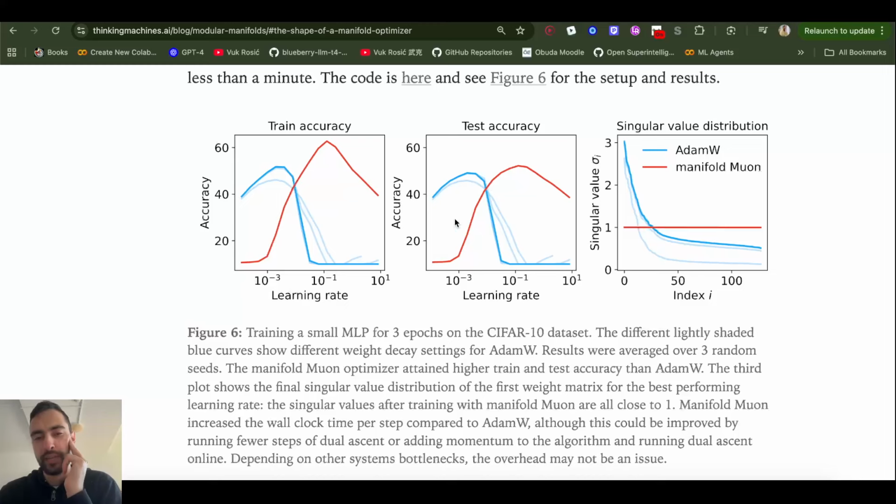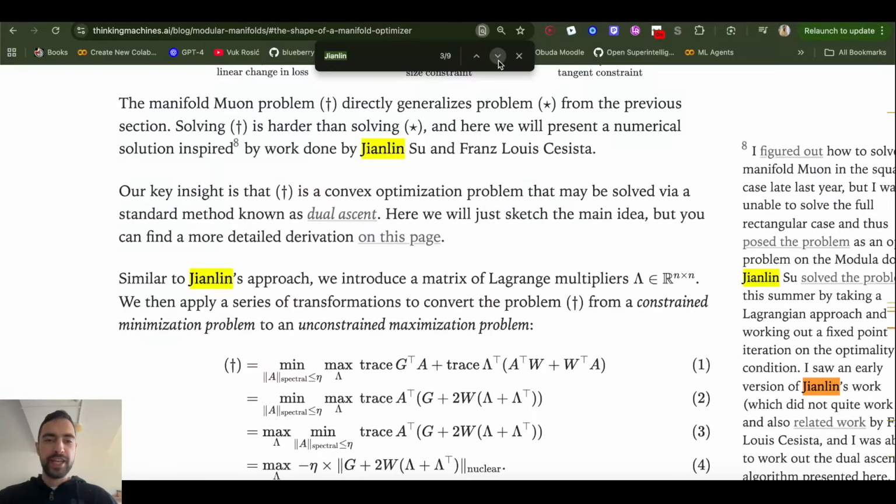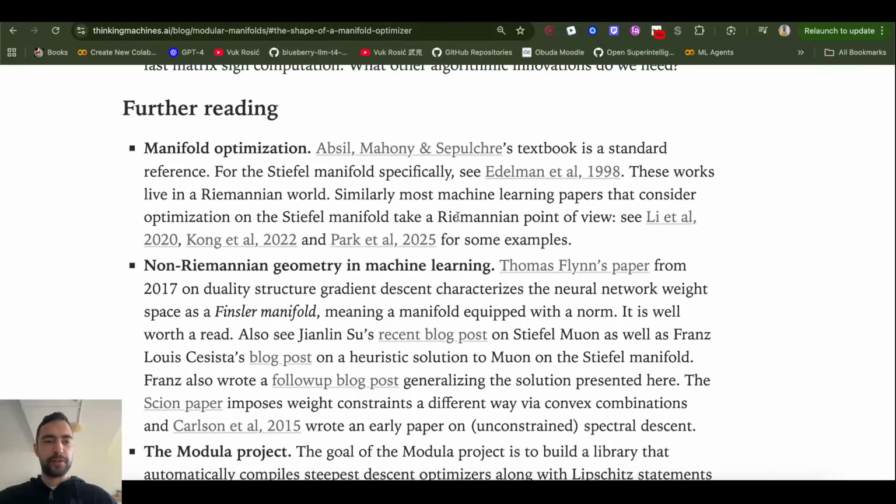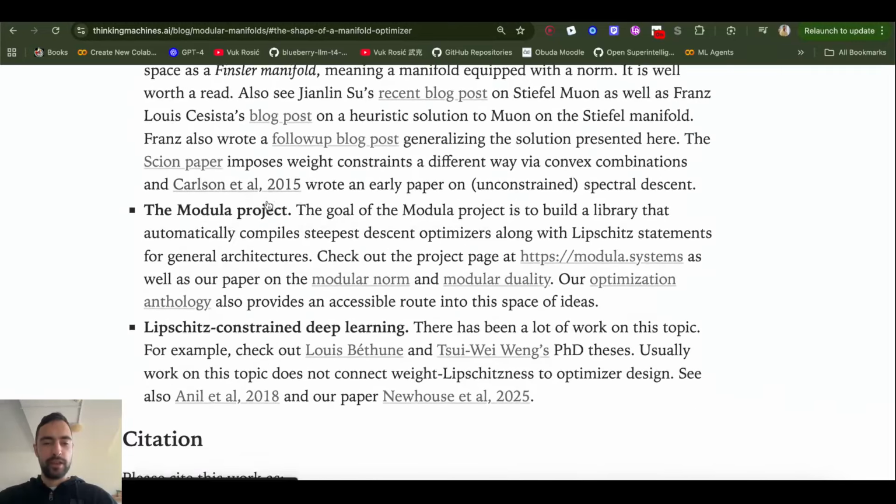Here they show a small experiment where the red line, Manifold Muon, achieves higher test accuracy and train accuracy than the AdamW optimizer. This needs to be investigated even more, to make sure that all of them are properly tuned, properly designed. But interestingly, singular values here for Manifold Muon stay at 1, while for AdamW it's different. Actually, Jianlin Su got mentioned so many times here, I didn't even notice. And there is a lot of further reading here, which is interesting. I'm going to take a look into this as well.